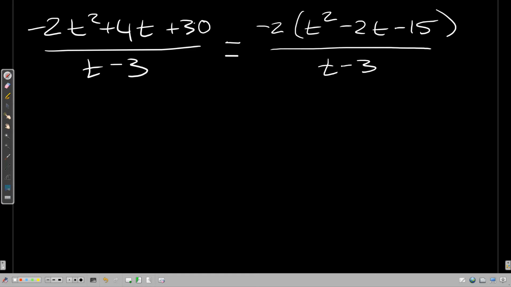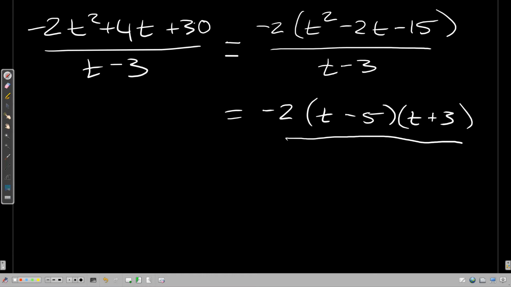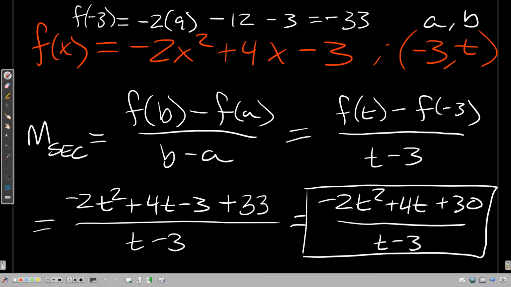Well, let's see, how could we factor that numerator? How about by using a negative 5 and a positive 3. That will do it. However, I was expecting... Oh, you know what I did? Huh. This is a minus 3 right here.